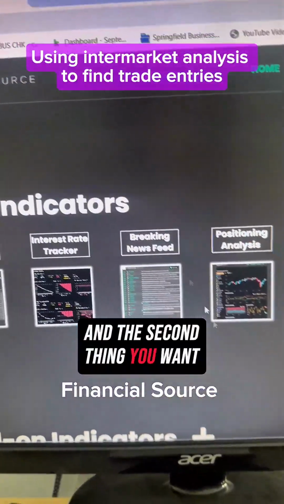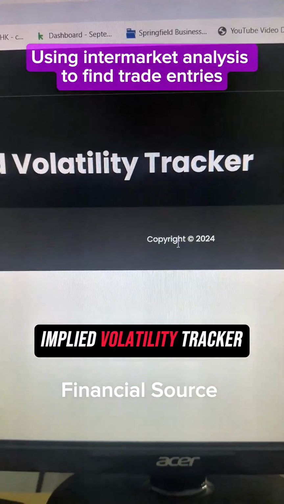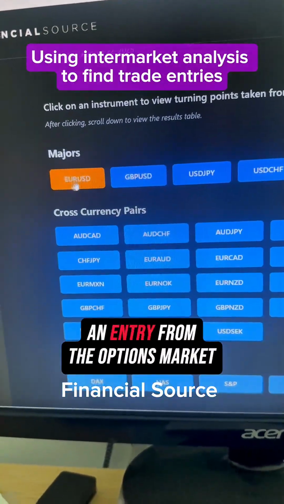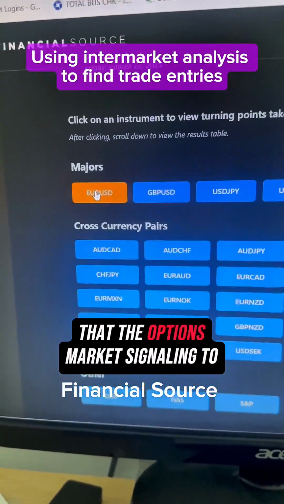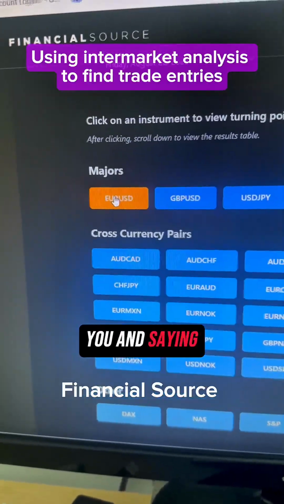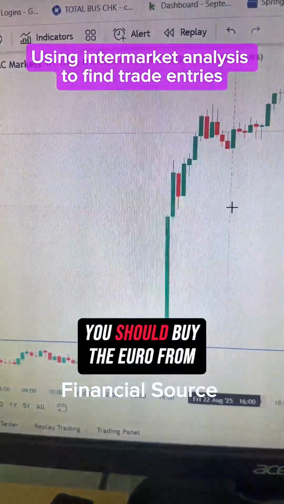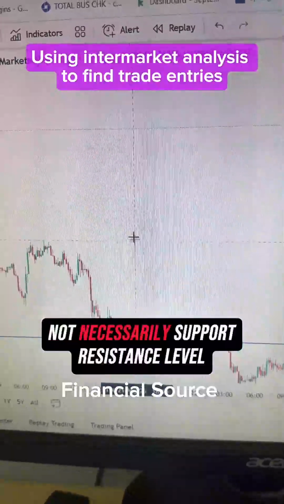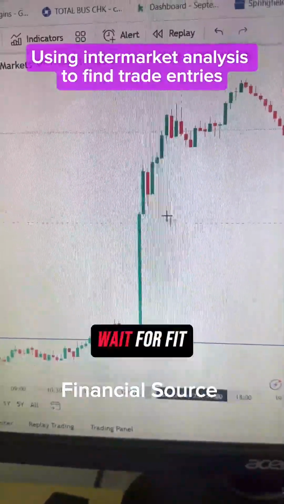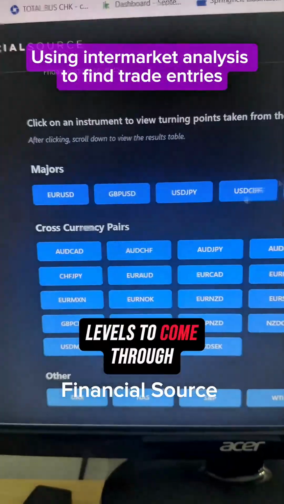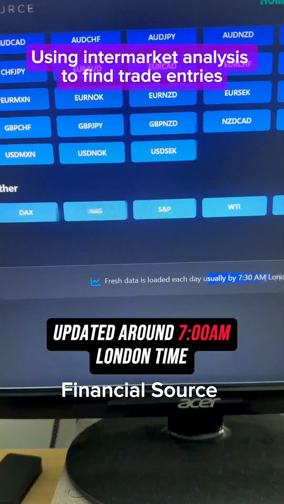And the second thing you want to look at is our implied volatility tracker. You want to get an exact turning point, an entry from the options market, that the options market is signaling to you and saying, this is a level that we think you should buy the euro from, right? Not necessarily a support resistance level.